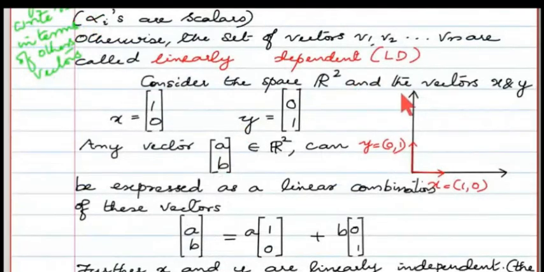Consider the space R2 and the vectors x and y. So x and y are this one, 1, 0 and 0, 1. So it can be represented like this. Any vector (a, b), an element of R2, can be expressed as a linear combination of these two vectors. So (a, b) equal to a into the first vector plus b into the second vector. So we need to find the values of a and b.